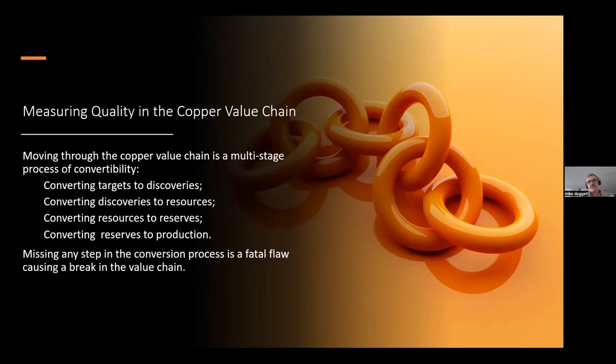But this is really an all or nothing sort of process. You either make it through the chain or you don't. So if you miss any step in the conversion process, it's basically a fatal flaw, and you end up with a break in your value chain. So ultimately, like any chain, when you go through these steps, really it's the weakest link, which defines the chances that you're going to get from one end to the other of the chain.